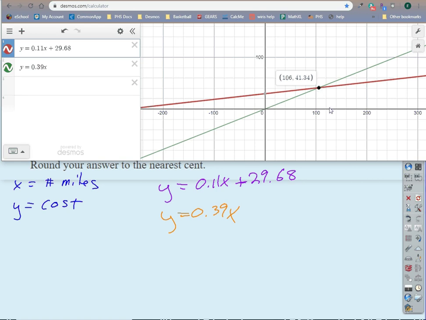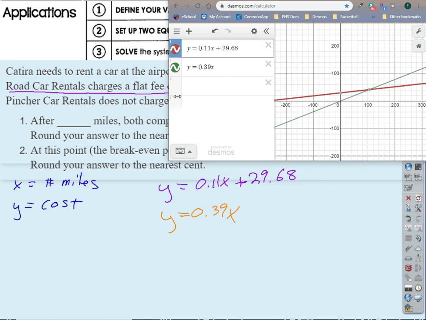So what's the solution? 106.44. There you go, right? So the number of miles is 106. Here, I'm gonna take a picture of this.